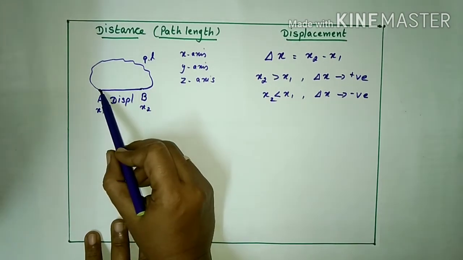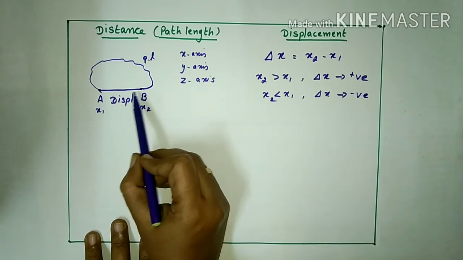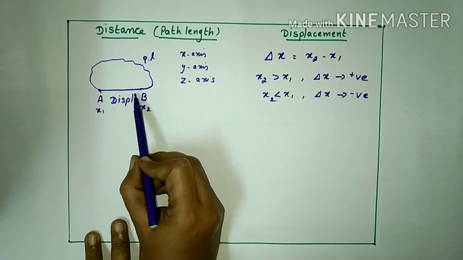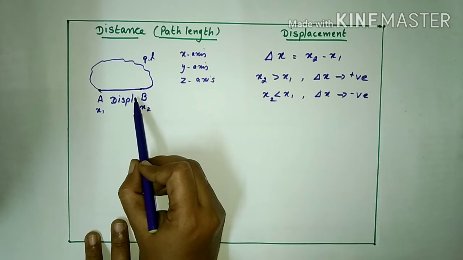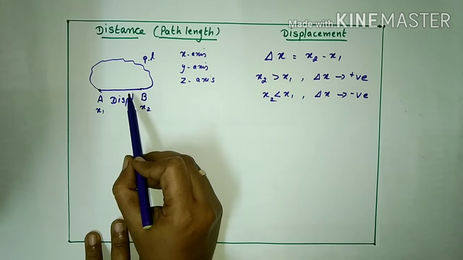And if the object moves through this straight path, that is the shortest distance between the initial and the final point, it is the displacement of the particle. This displacement has magnitude and it has a fixed direction. So, it is a vector quantity.